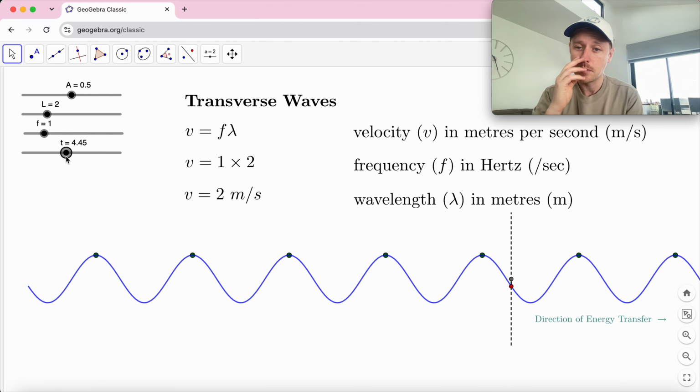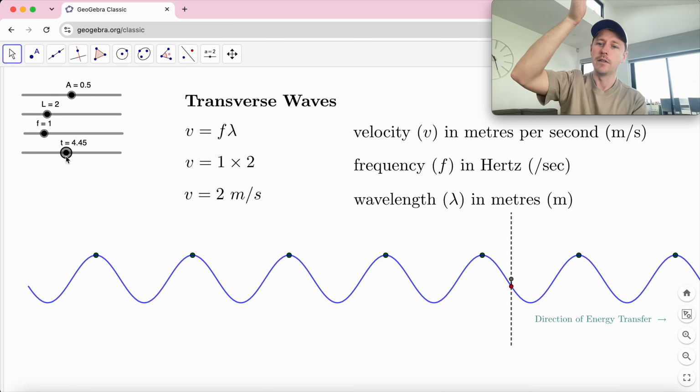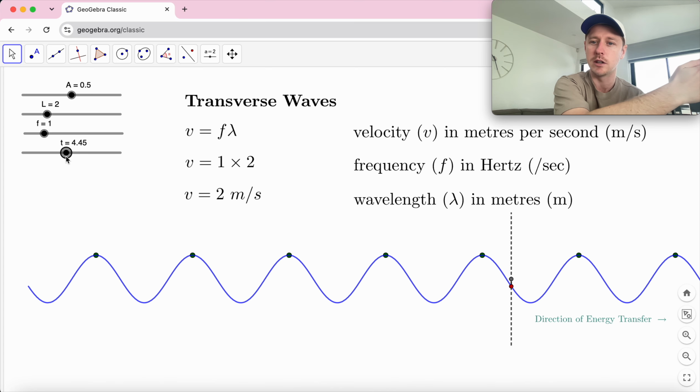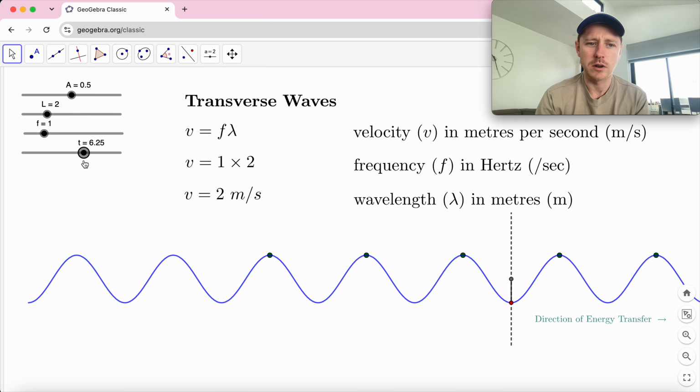A good way to think about this is imagine a duck is sitting on a pond, and then nearby you drop a really large rock. As that wave hits that duck, the duck's going to go up, and then down, and then up and down and up and down, perpendicular to the direction of energy transfer. I think that's a useful analogy for transverse waves here.